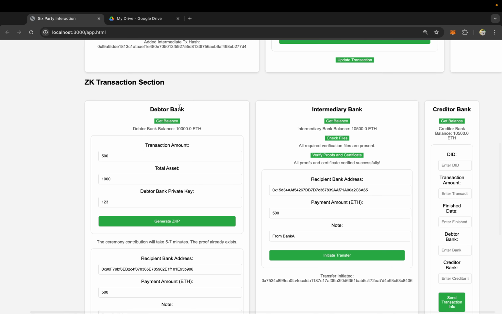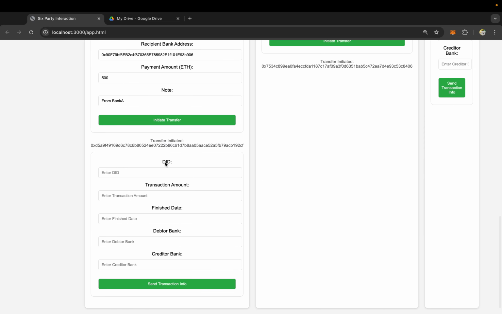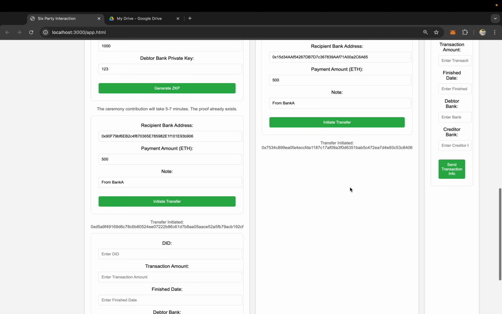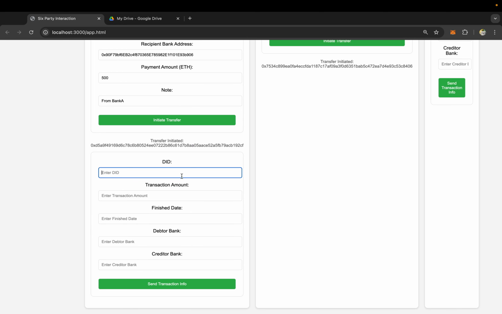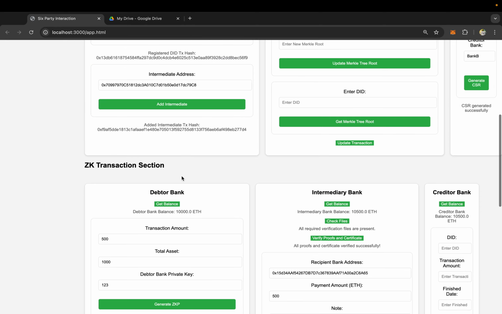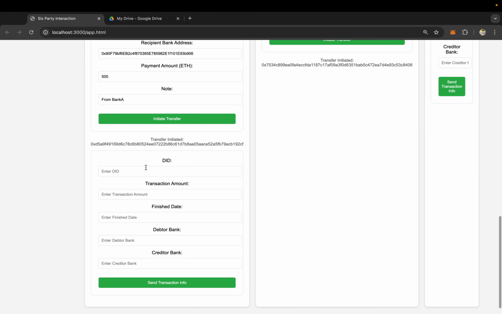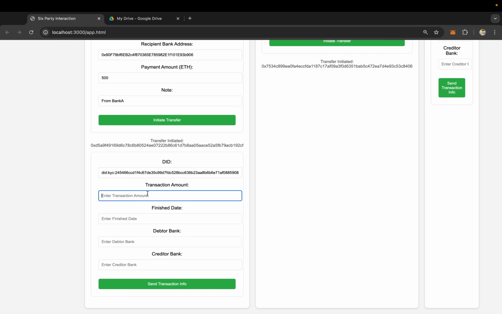Right now, the debitor bank and the creditor bank should send the transaction information to the intermediate entity to update the Merkle tree root and update the transaction history for that DID. We will use the debitor side as an example this time. DID transaction amount: since this DID sent 500, it's negative 500. Finish date is 2024. Debitor bank is bank A, creditor bank is bank B. Let's send the transaction information.